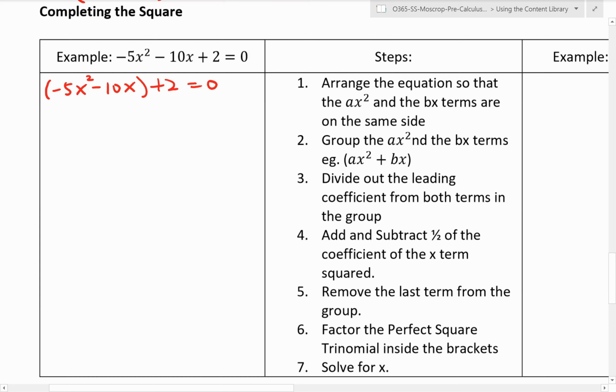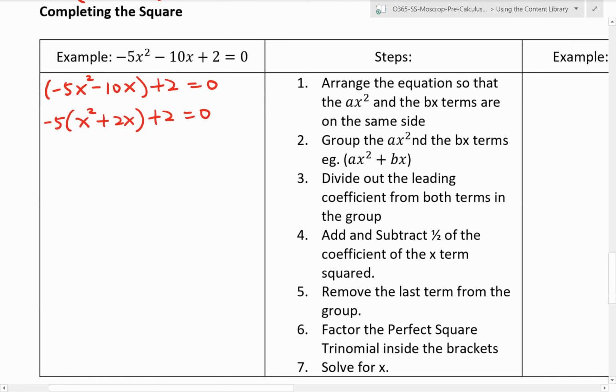Number 3 says divide out the leading coefficient from those terms in the group. Okay, so in that bracket, the leading coefficient here that we can factor out is -5, and plus 2x. We don't factor the x, just the leading coefficient.